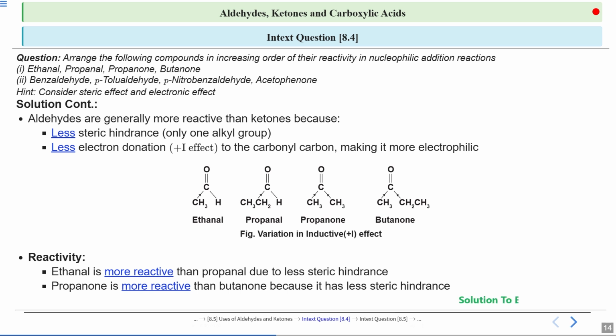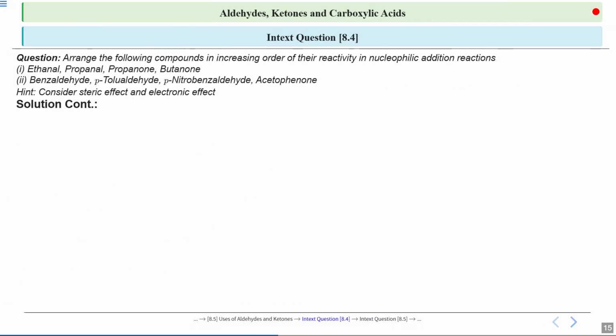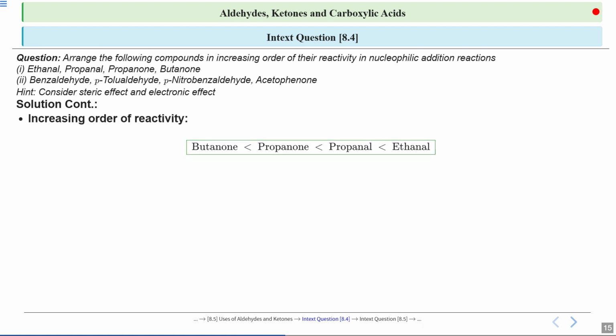So now you can easily arrange the four given compounds in order of reactivity. What will be the order? Ethanol will be most reactive, followed by propanol, then propanol, and last is butanol. Butanol is least reactive and ethanol is most reactive. The order is based on steric and electronic effects, where smaller and less hindered molecules tend to be more reactive. I hope this question is clear, how we arranged it.